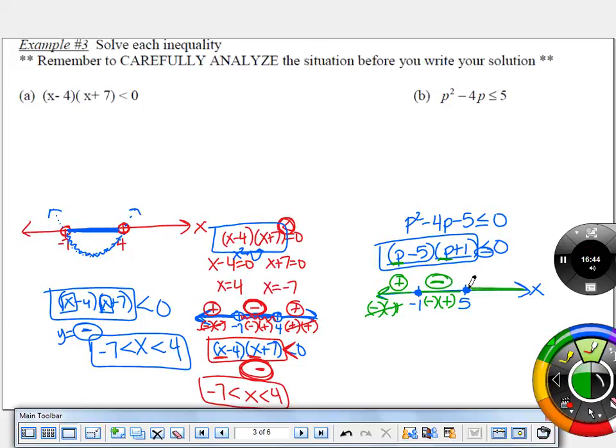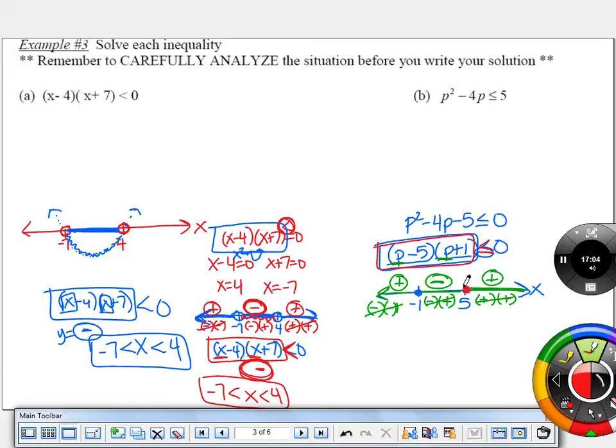Think about plugging in a number bigger than 5. Okay? So 6. 6 minus 5 would make a positive. 6 plus 1 would make a positive. Those multiply together to make a positive. Okay? So my solution, again, is the place where this multiplication problem was less than or equal to 0.